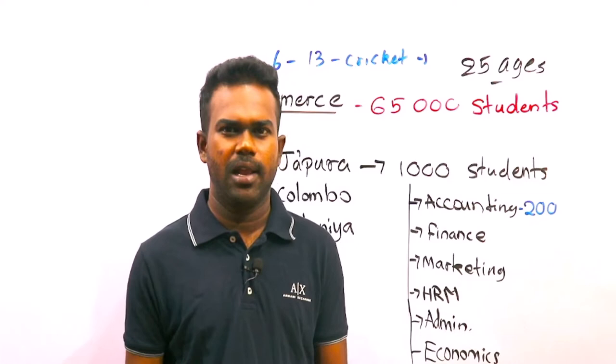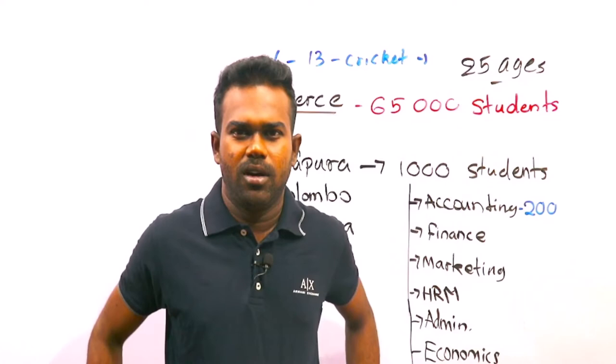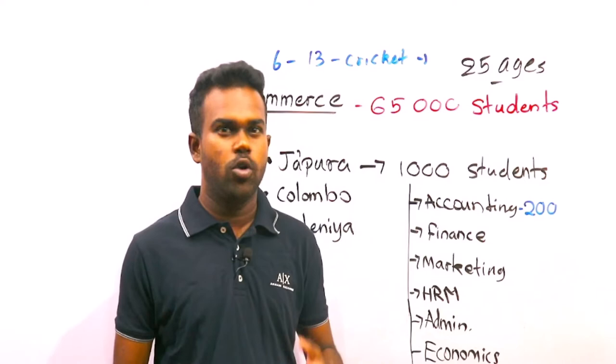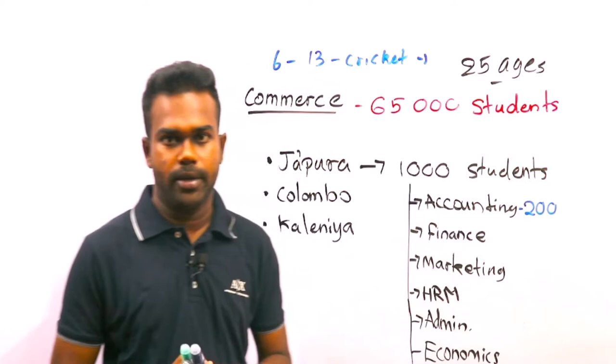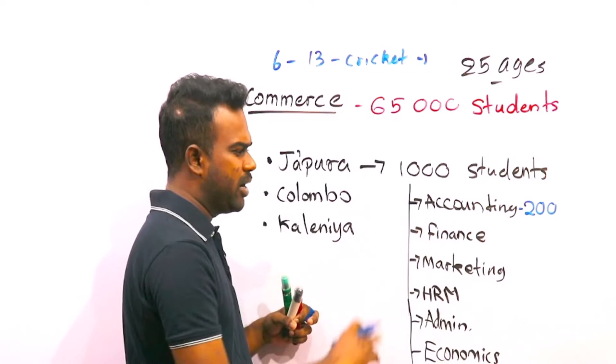Normally the district first is selected for the accounting degree. In rural areas, only one student is selected for accounting. But in Colombo, normally 50 or 60 students are selected for the accounting degree. Then the following degrees, finance and marketing, normally take 100 or 200. So this is the best degree for commerce students.